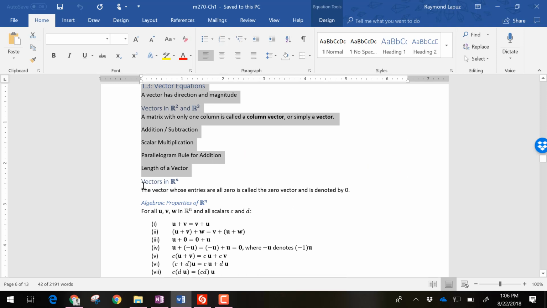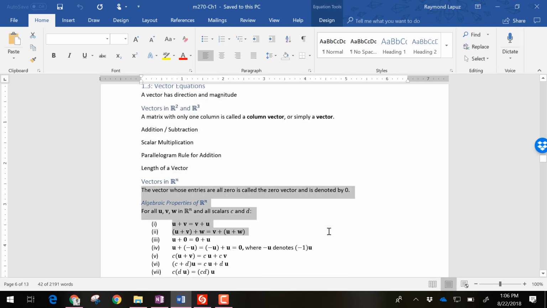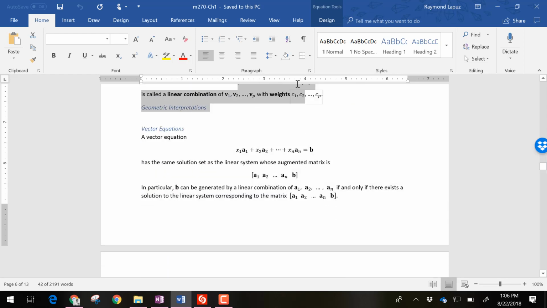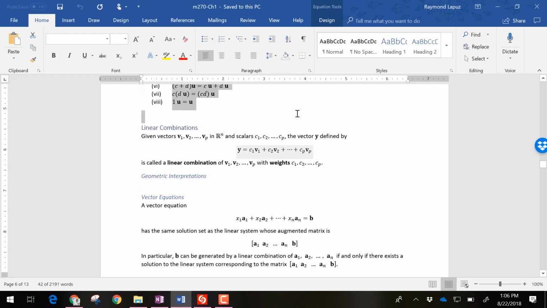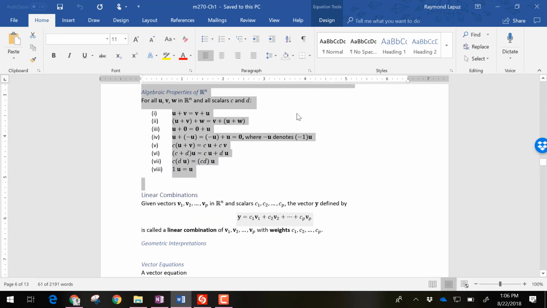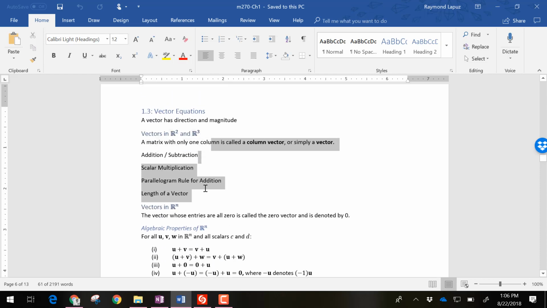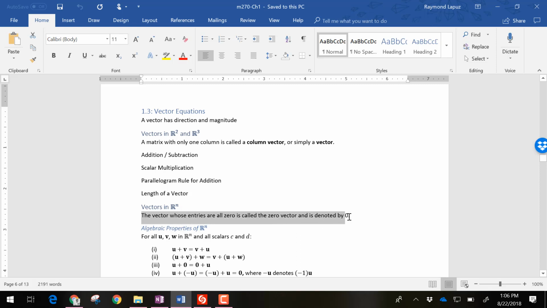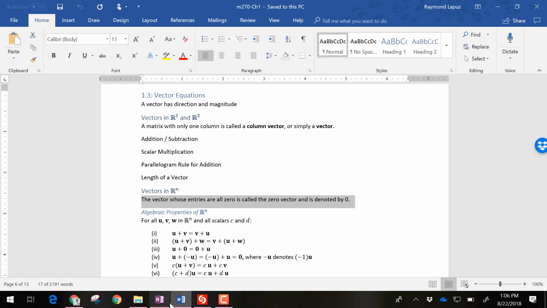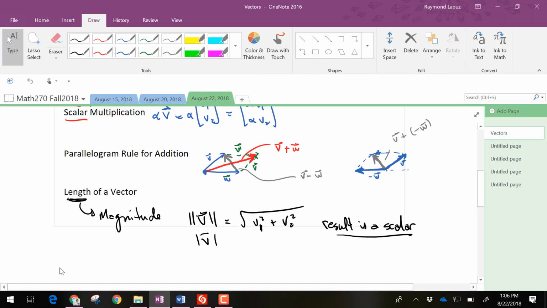All right. So there's a lot of properties for vectors. I don't know why the zero vector is in this. Maybe this should be different. Let me add this on to our notes.